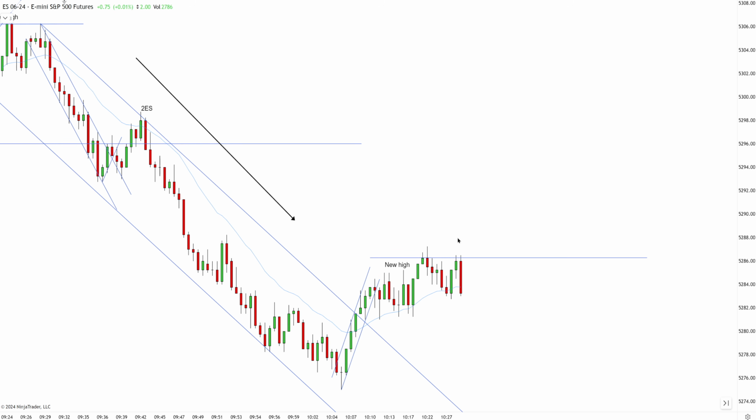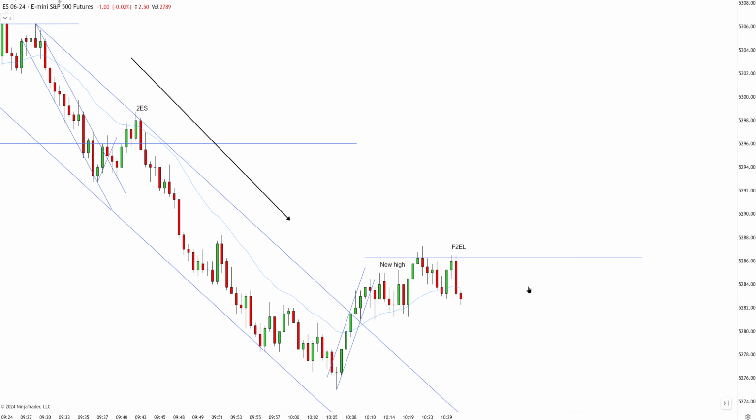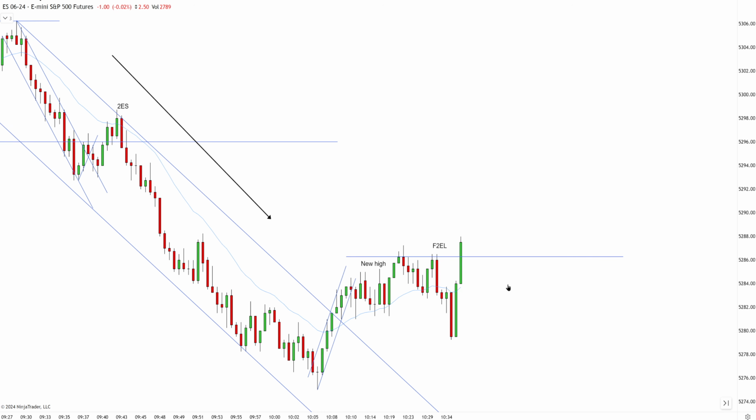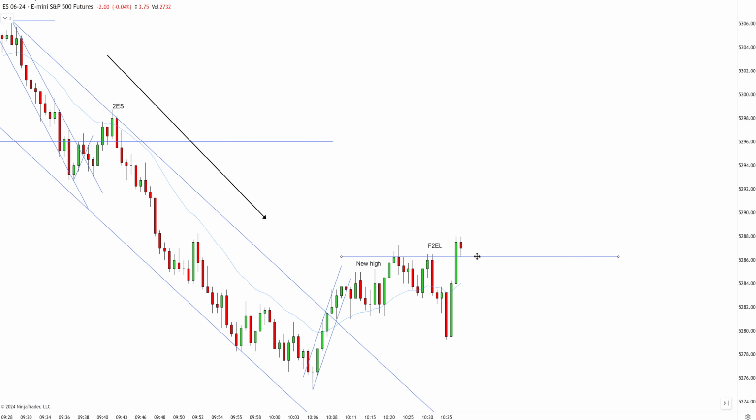Now we have a failed second entry long as we were looking for, but problem is, it mainly formed above EMA. It just barely closed below. It's getting a little bit sideways. There's no momentum. I don't really like it. We're back above EMA, and now we can see EMA flattening, and unfortunately we are entering some small trend range.